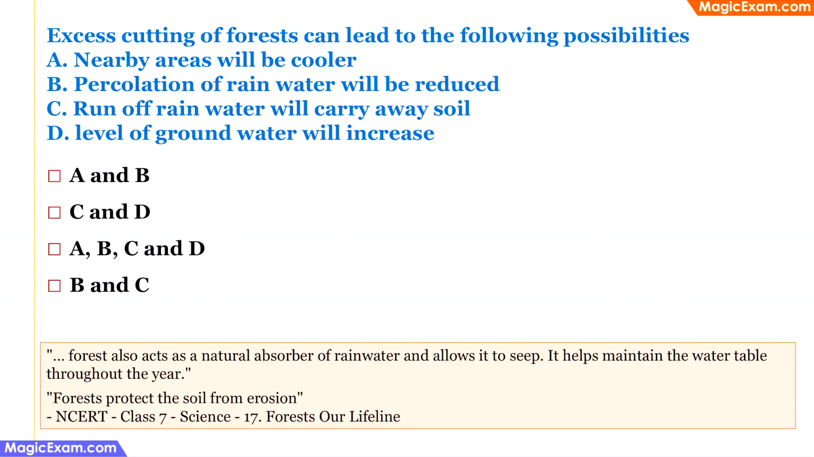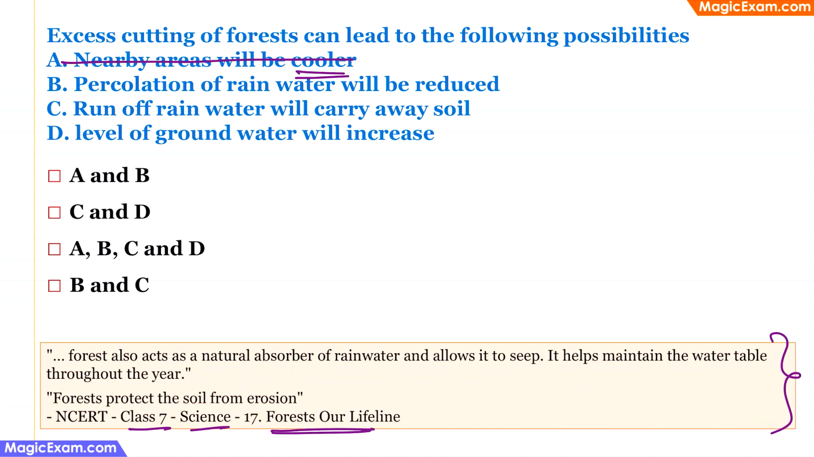Excess cutting of forests can lead to which of the following possibilities? So we have to identify which of these statements are correct if excess cutting of forests is done. Now this question has been taken from the class 7 science textbook from a chapter called Forests, Our Lifeline. Now, even though the information provided here will help us answer this question, this is also a very simple common sense question. So the first statement says nearby areas will become cooler. So if you cut down forests, there is no way that the nearby areas will become cooler, because if you cut down trees, the area around the tree where it would have been otherwise cooler will become hotter. Therefore, statement A is actually incorrect.